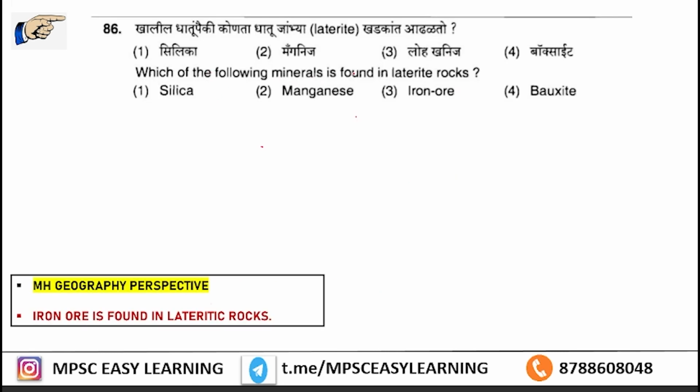Which of the following minerals is found in lateritic rocks? Silica, manganese, iron ore, bauxite. Here your answer is iron ore. Iron ore is found in lateritic rocks.